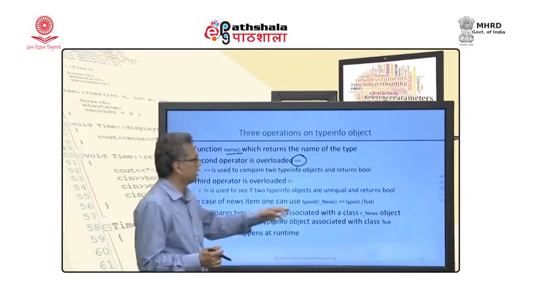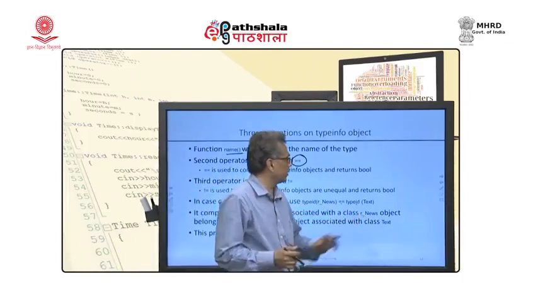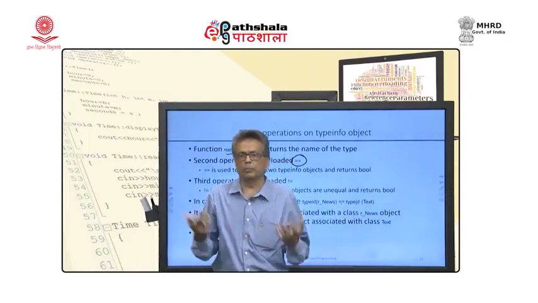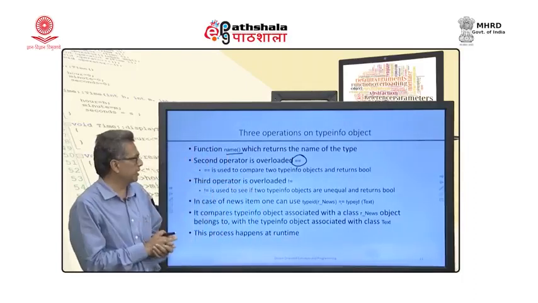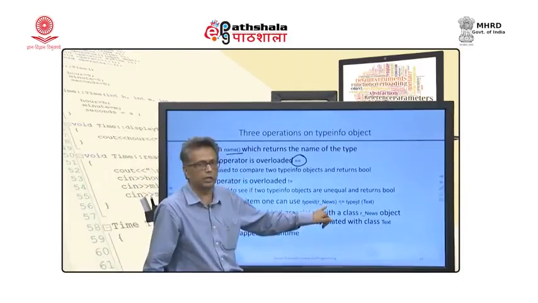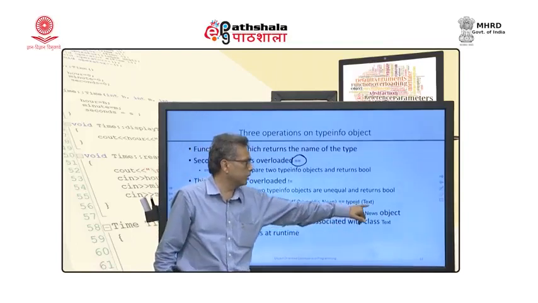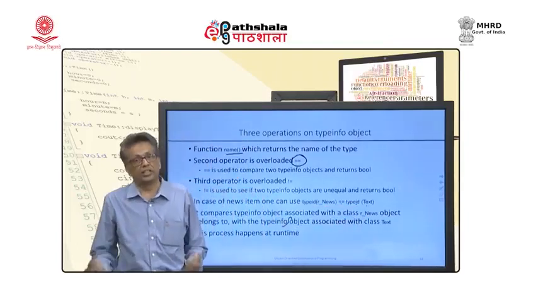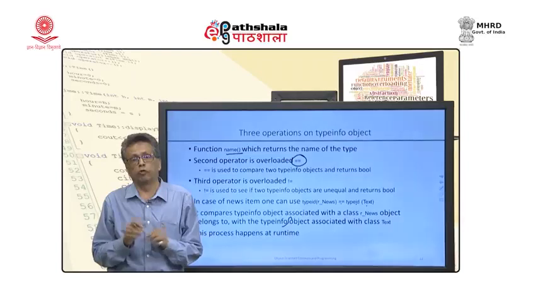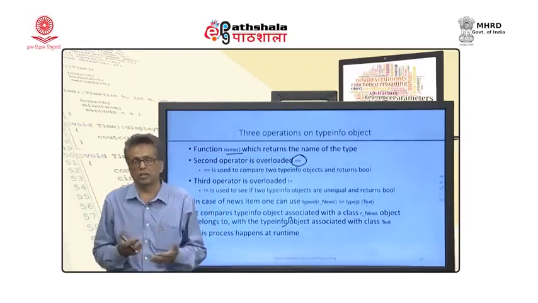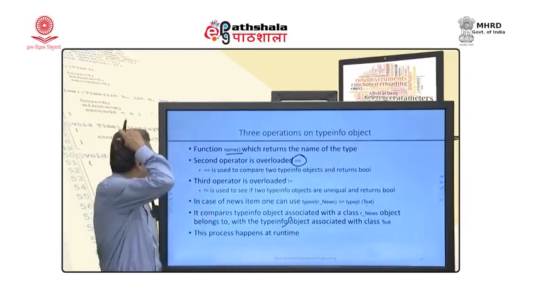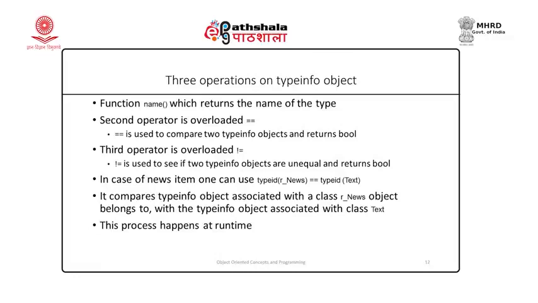For example, when I say typeid(RNews) double equal to typeid(Text), what I am doing is comparing the type_info object associated with RNews and the type_info object associated with the Text class. If both type_info objects are the same, this returns true, otherwise it will return false. And this process happens at runtime.